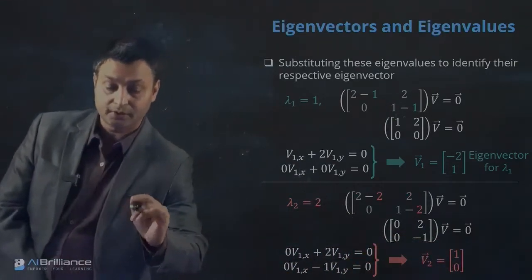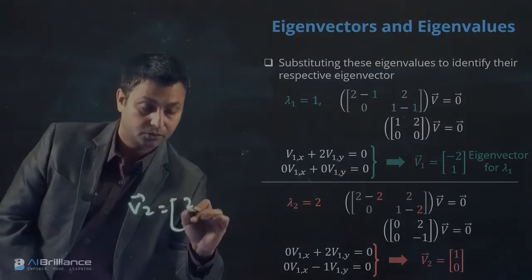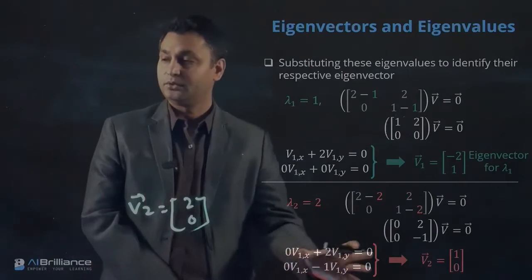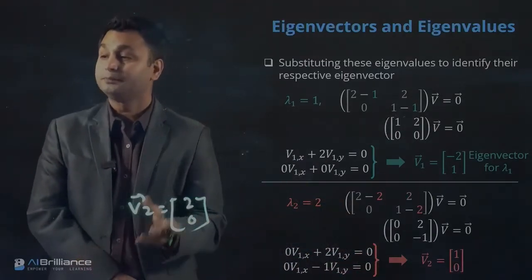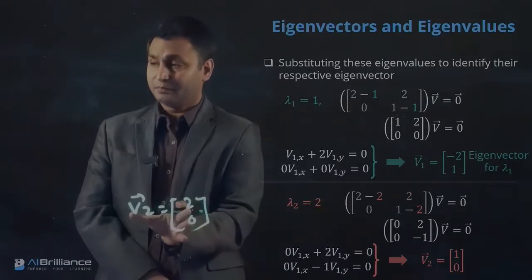We could have also taken something like v1 equal to 2, 0, and that would have also been a solution to this equation. So this would also have been an eigenvector. So you can see that with a single eigenvalue, you can have multiple eigenvectors.